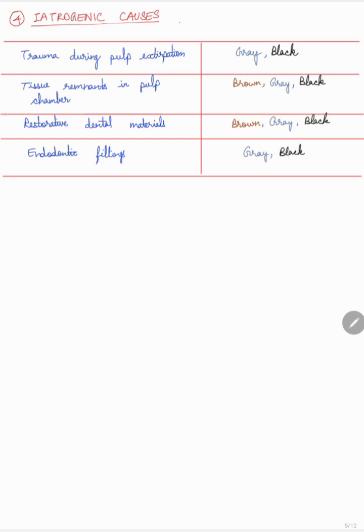And due to restorative materials like amalgam, there may be brown, grey and black discolorations. And due to endodontic fillings, the teeth may appear grey or black.